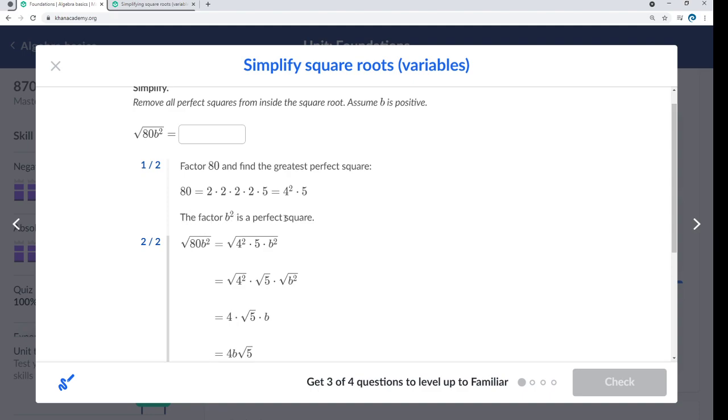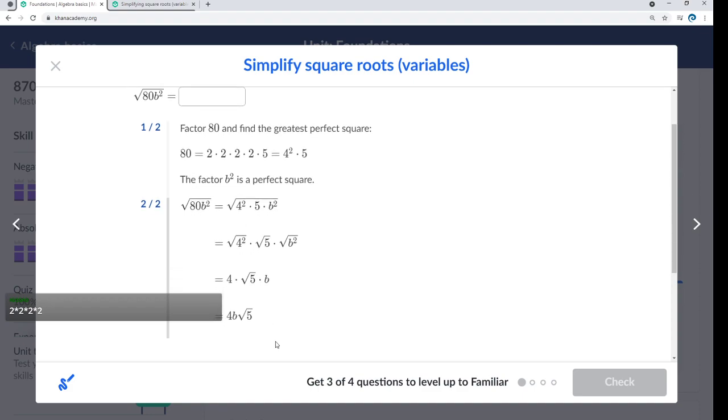Factor B12 is a perfect square. So 80 is equal to 4 squared times 5 times b squared. Okay, I'm warming up to this. I'm warming up to it a bit.